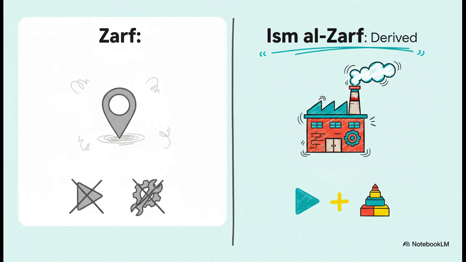And boom, this slide lays it all out. Look at the left. A zarf is just a simple pin on a map. But on the right, the Ism al-Zarf is an ism mushtaq, a derived noun. This means it takes the root letters of a verb, puts them into a special pattern, and creates a word that has not just the place or time, but also the action itself, all packed into one. This is a total game changer.